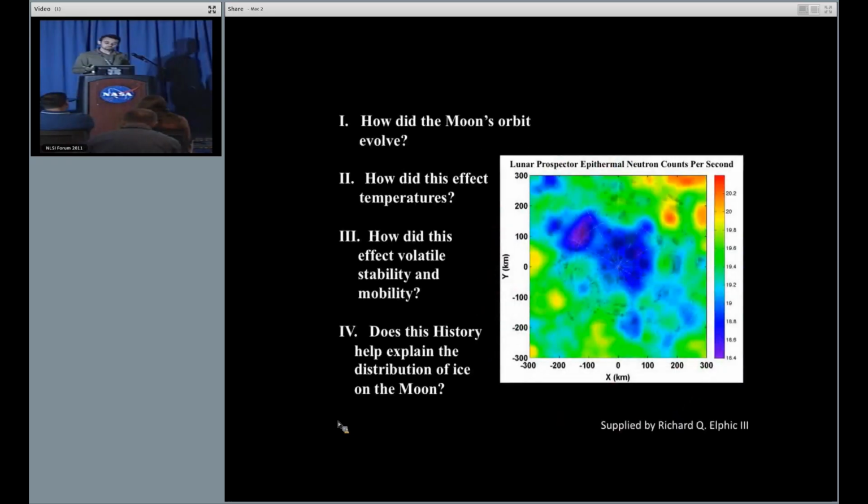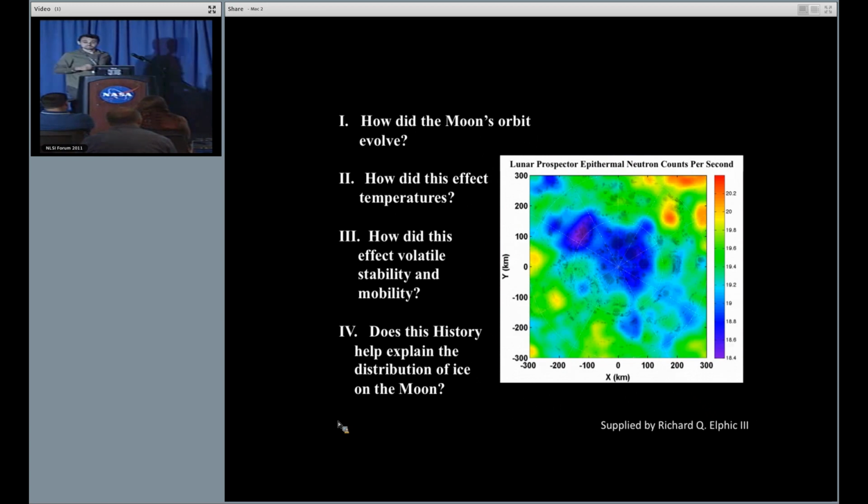So first, what we want to do is look at how the lunar orbit evolved. Then we'll want to look at how this affected temperatures, all right? Because ice stability is exponentially related to temperatures. Temperatures end up controlling the situation almost entirely. Then we want to look at how that would affect this volatile stability, and does this explain the distribution we get of ice on the moon?